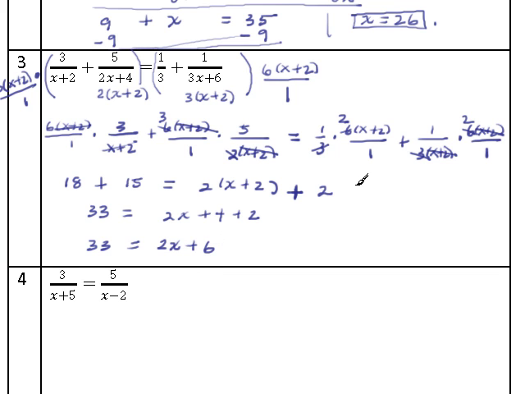And now let's just continue it over here. 33 equal 2x plus 6. Subtract 6 from both sides. 2x is equal to 27. And just divide by 2, and that's it. We're done. X is 27 over 2.